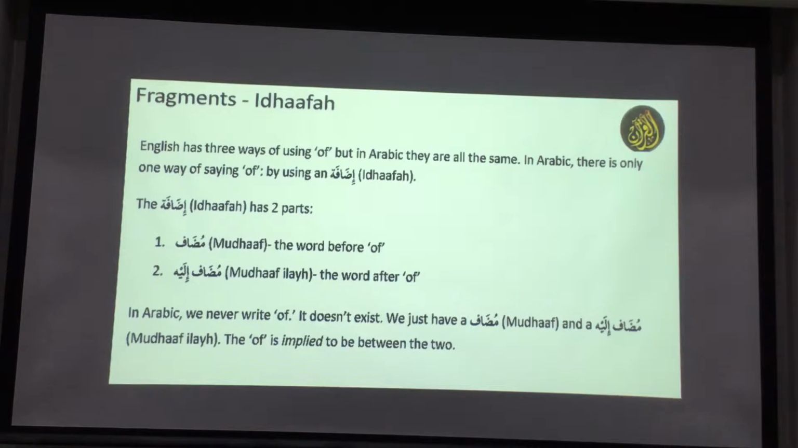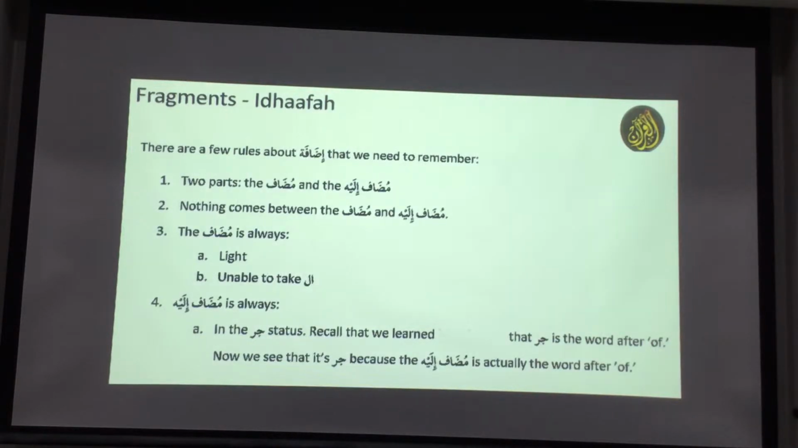We say the word before the "of" is called mudaf, and the word after the "of" is called mudaf ilay. In Arabic there is nothing called "of", so there's no word for "of". That's why they use the mudaf and mudaf ilay to construct a sentence or fragment like that. Then we talked about the rulings. This is the main thing actually: we have to remember only 4 rulings of mudaf and mudaf ilay. First, they will always be side by side. There is nothing in between them. They are joined together basically.